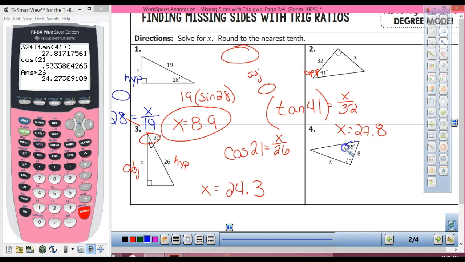Alright, number four. From 55, x is opposite, 8 is adjacent. So who am I using with opposite and adjacent? Tangent. So tangent of 55 equals opposite over adjacent. So type that in.